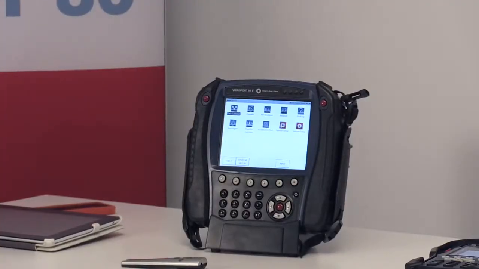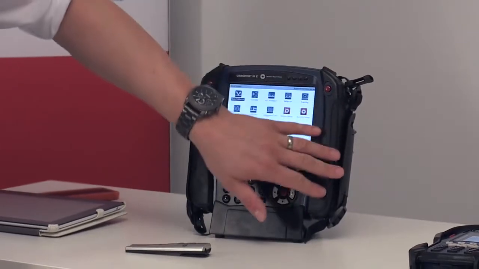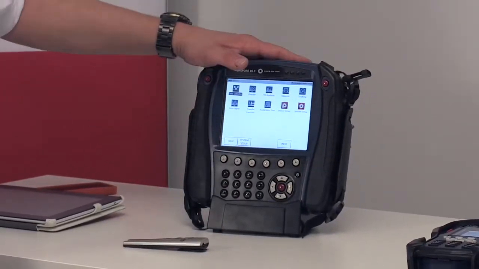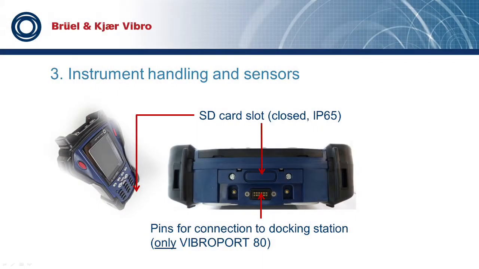What else do we have important? So we covered the display, we covered the hand grips. I will later come back to the keyboard. I will later connect sensors. However, at the bottom of the instrument, according to the docking station, for the larger instrument, the VIBROPORT 80, there are pin connectors and the SD card slot. So there are 2 important issues to consider.